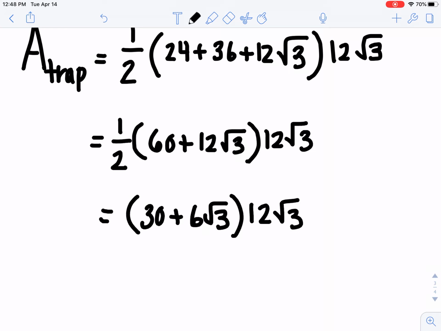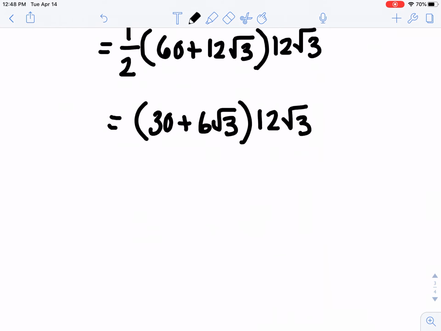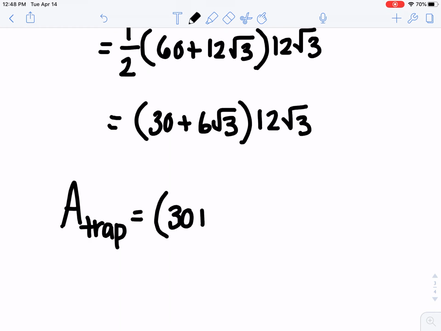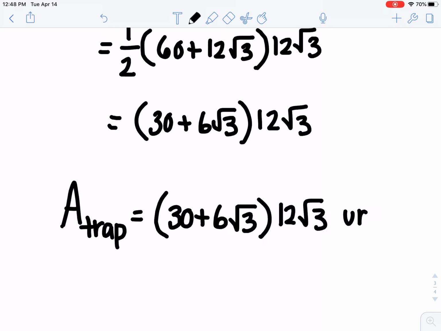We now have our exact area. Remember, for exact area, you want to keep it in radical form. So the area of this trapezoid is 30 plus 6 square root 3 times 12 root 3 units squared.